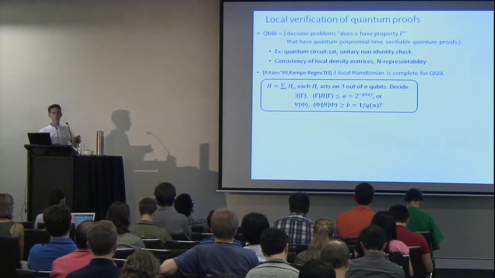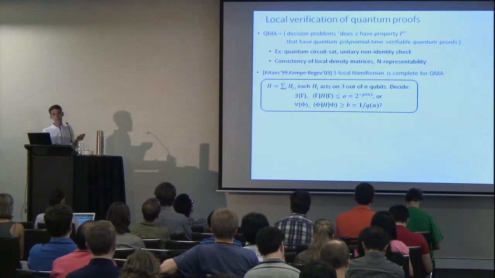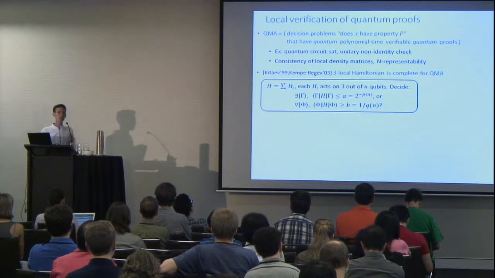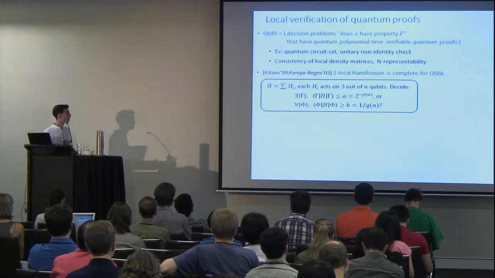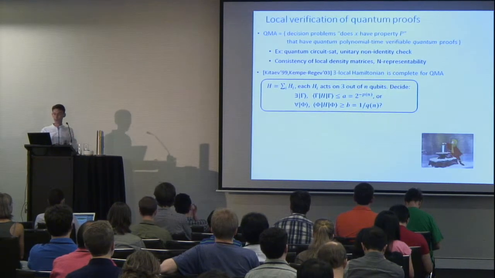I just gave you some sample parameters to think about here. You can really allow A to be extremely small. So you can think of A as being an exponentially small quantity, and B is also small, but it's still significantly above 0 in the sense that it's inverse polynomial. So this problem is complete for QMA, which means that we have the same picture as we had before.